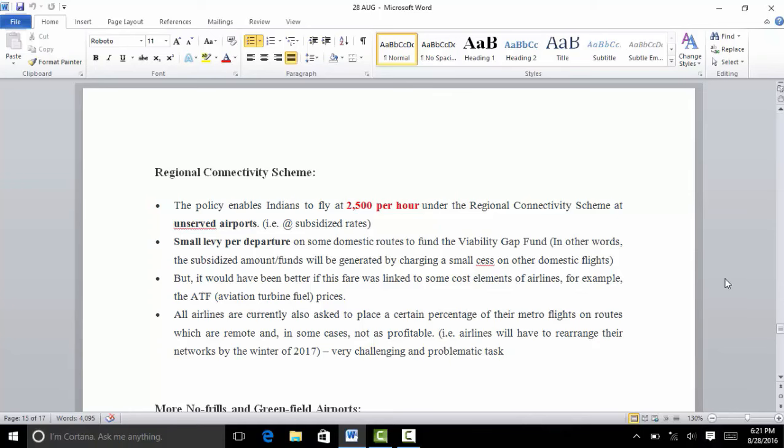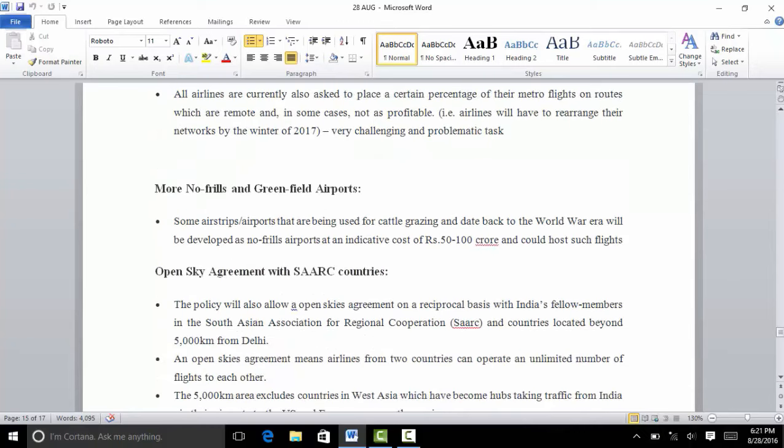Then about infrastructure. We talked about 5/20, the dilution of which would result in the 0/20 rule. Then the regional connectivity scheme. Third is no-frills and greenfield airports. Those redundant airports, which were used earlier by the British or by the army, would be revamped, and new airports built. That's green. You know the difference between greenfield and brownfield. Greenfield projects are new projects constructed right from scratch, whereas brownfield is usually associated with acquisition.